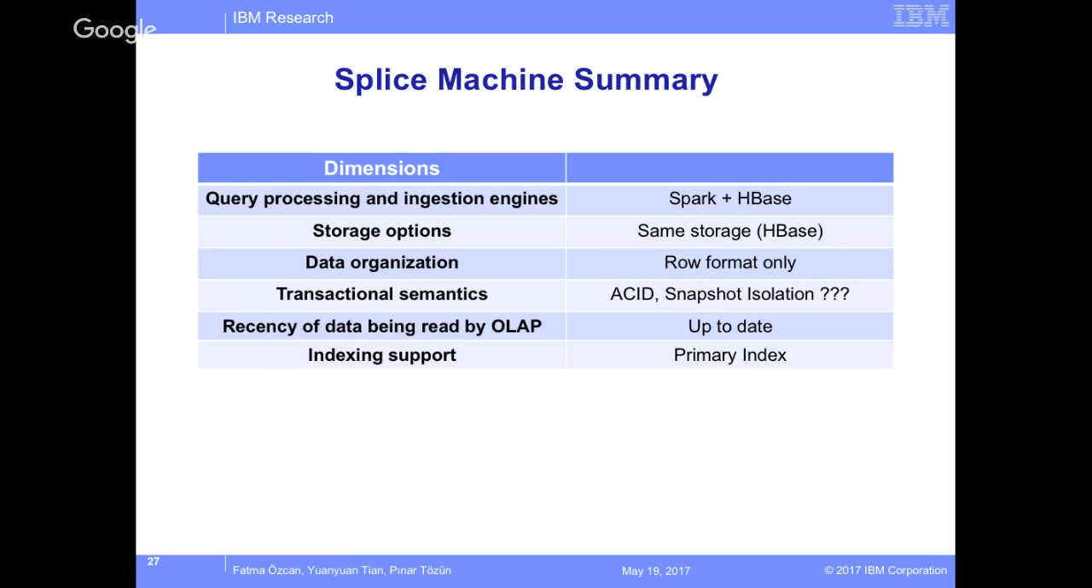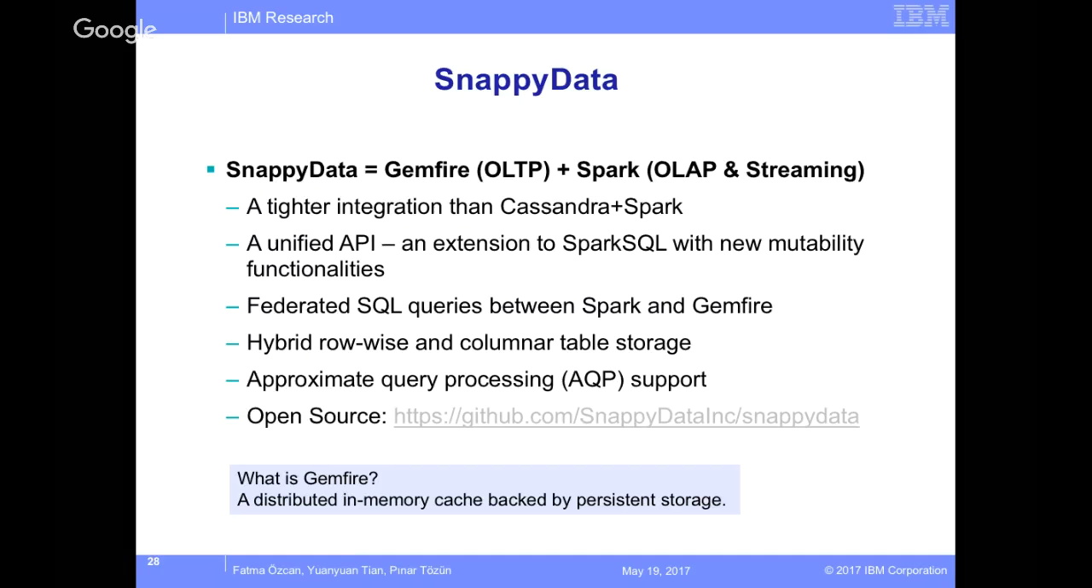Okay. SnappyData is another HTAP system that does this kind of tight integration. It integrates GemFire with Spark. What is GemFire? GemFire is a distributed in-memory cache backed by persistent storage. You can think of it as an in-memory OLTP system.